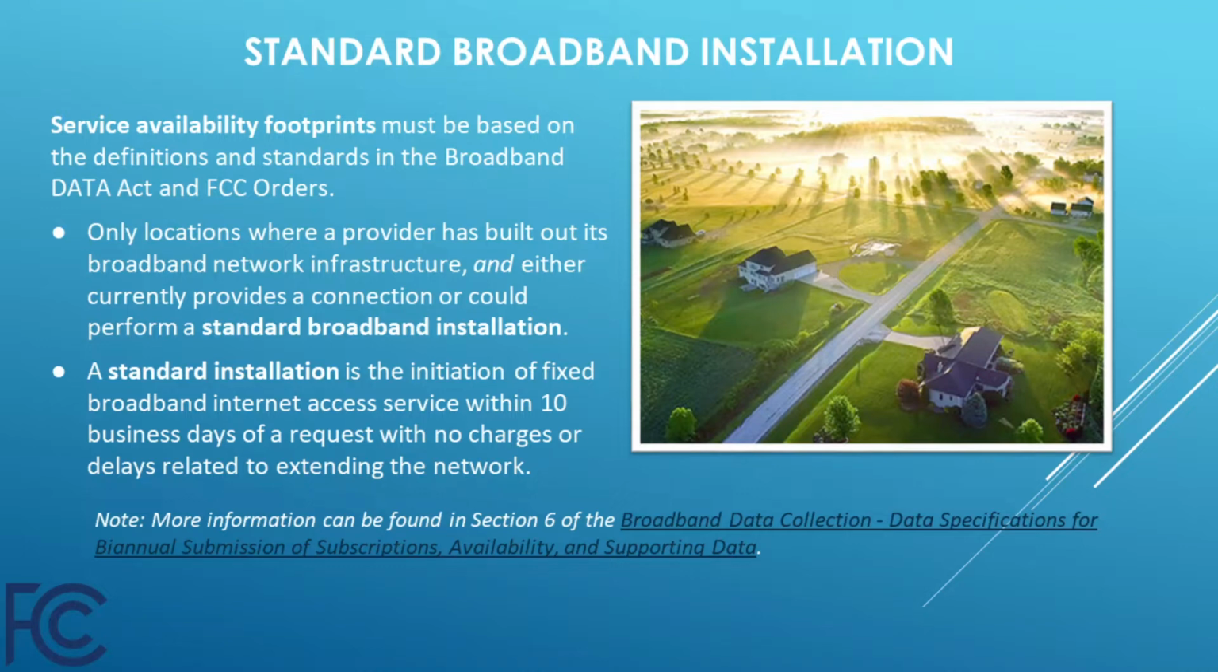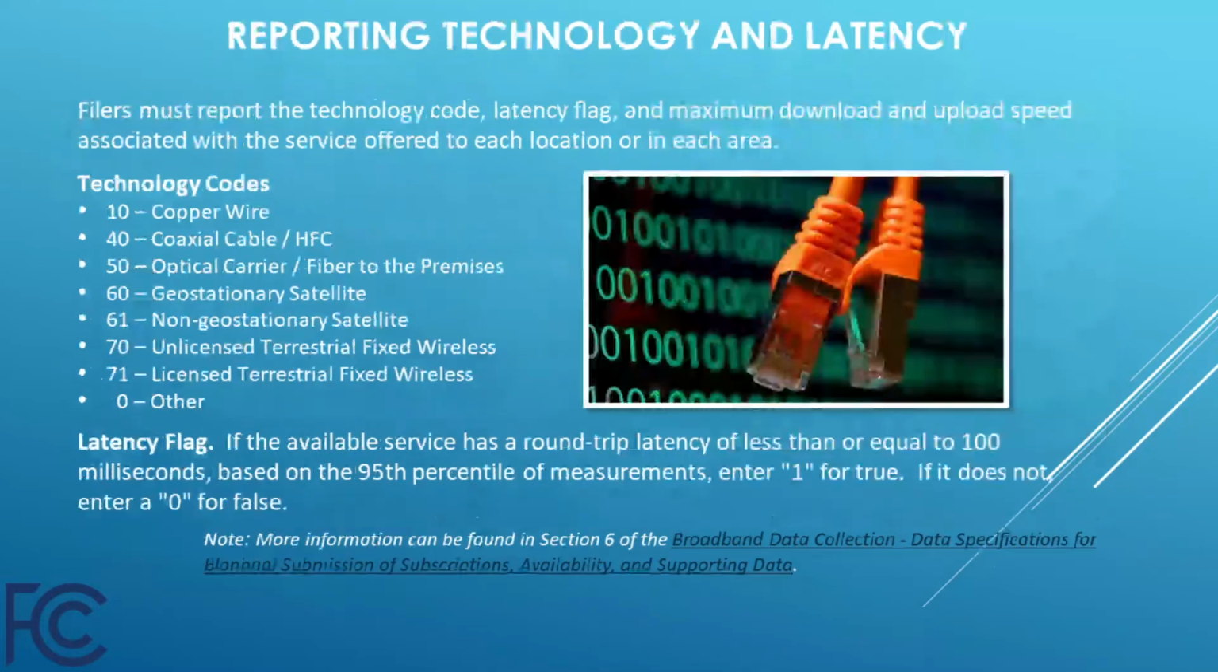A standard installation is the initiation by a provider of fixed broadband internet access service within 10 business days of a request in an area or to a location to which the provider has not previously offered that service, with no charges or delays attributable to the extension of the network of the provider. For locations or areas where service is available, filers must report the technology code, maximum download and upload speed, and the latency flag associated with the service offered.